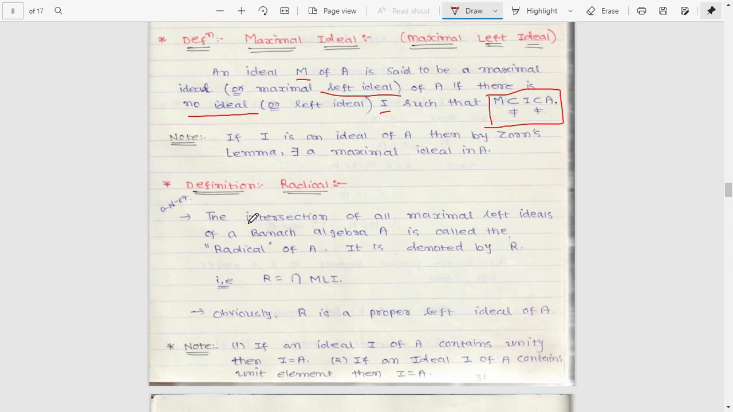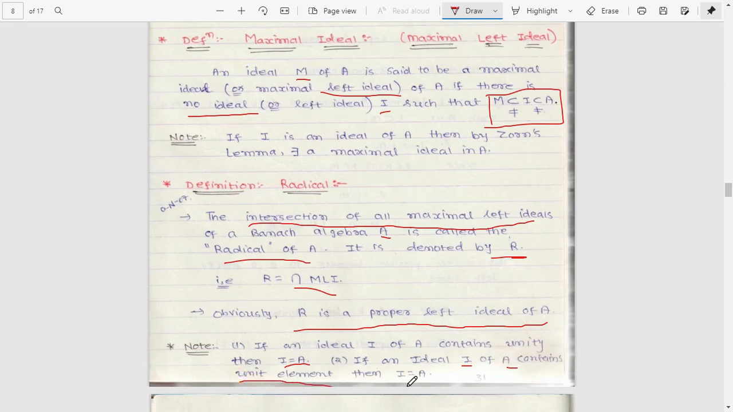Definition: radical. The intersection of all maximal left ideals of a Banach algebra A is called the radical of A. It is denoted by R. R is equal to the intersection of all maximal left ideals of A. Obviously, R is a proper left ideal of A. If an ideal I of A contains unity, then I is equal to A. If an ideal I of A contains the unit element, then I is equal to A.